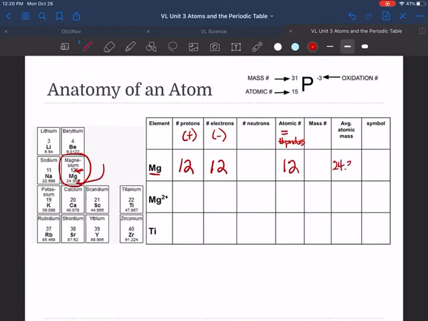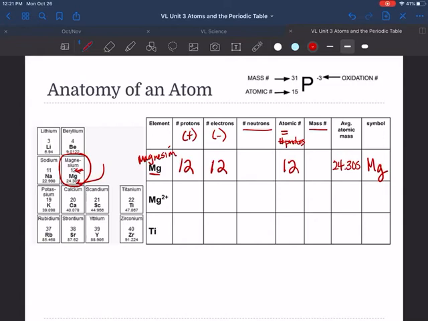So we're going to say 24.305 is the average atomic mass. Average because there's usually more than one version, and it is the average of all of their masses. And then we can finish off with symbol, which is Mg, which you were given here. So really the element name could be magnesium right there. Fairly straightforward. But what we're left with is this column for neutrons and this column for mass number.